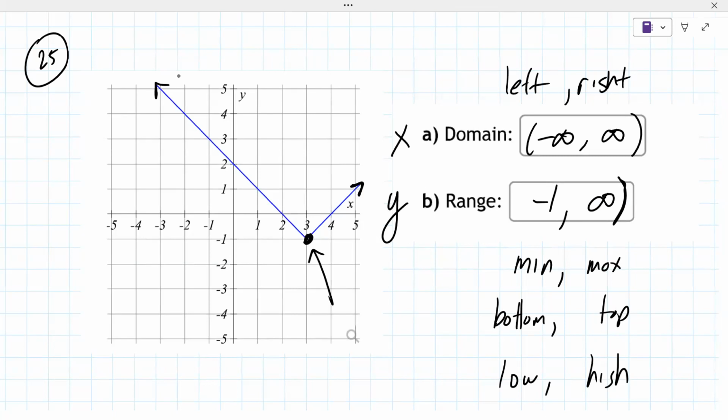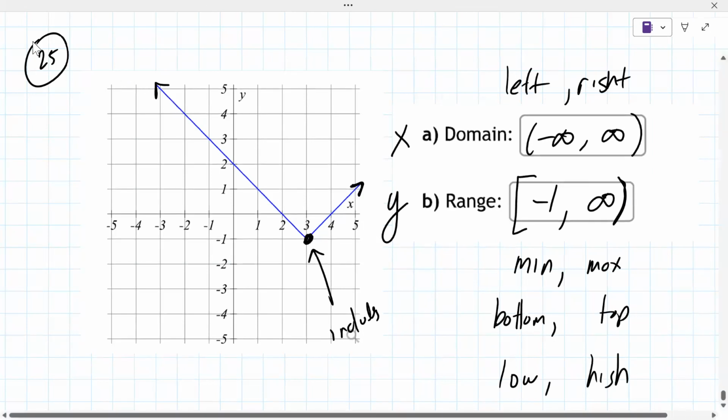Now I said before, infinities always get parentheses. Because -1 is included, use a bracket. Yes, because it's included. This bracket means included. Parentheses means up to, but not including. And if you're wondering what infinity is, it's like a destination that you can never get to. So you only approach it, you never get there. So brackets are used if it's included in the graph. Yeah.